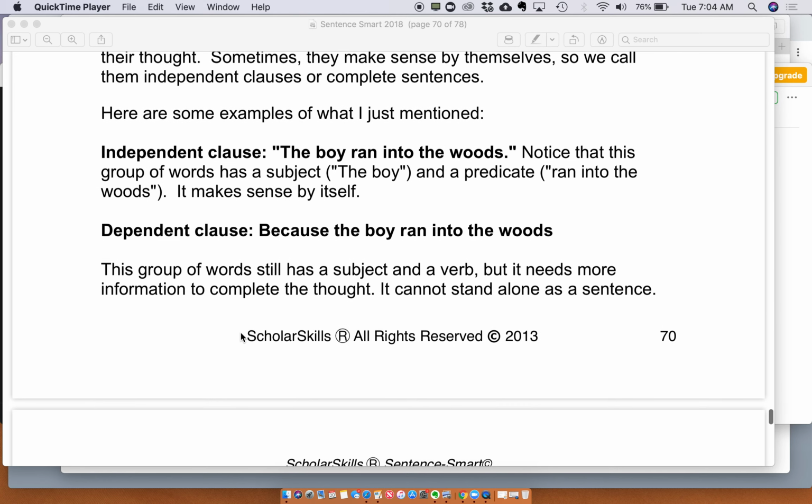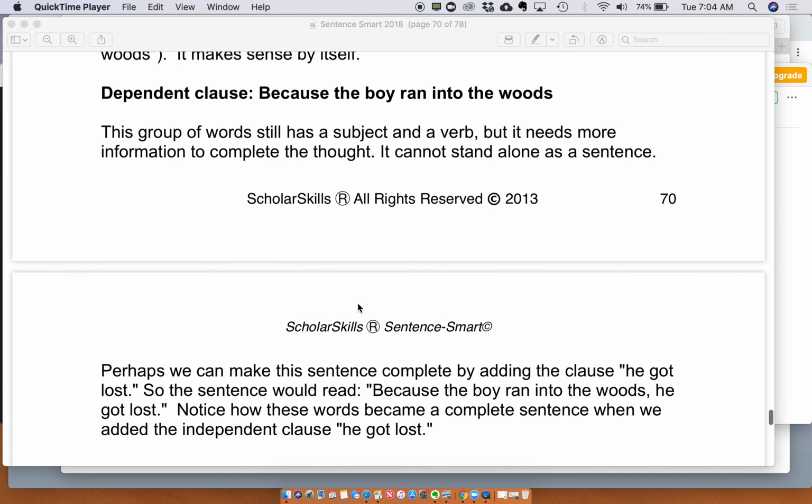What's a dependent clause? Take a look at this. Because the boy ran into the woods. This group of words still has a subject and a verb. Boy ran. But it needs more information to complete the thought. It cannot stand alone as a sentence.